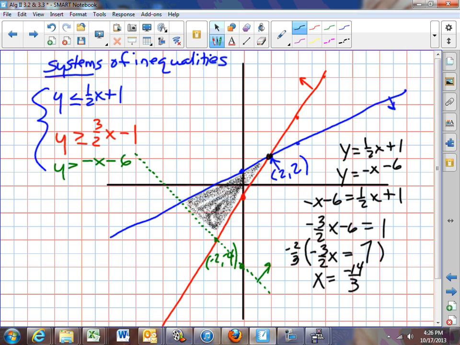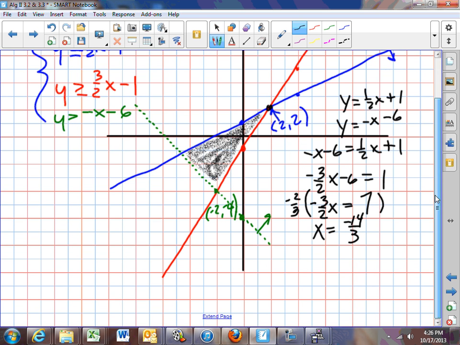And so if I put that back in the first equation, I get y equals 1/2 times negative 14/3 plus 1. And I can cancel here, get negative 7. So I get negative 7/3 plus 1, which is negative 4/3. So this is the point negative 14/3, negative 4/3.